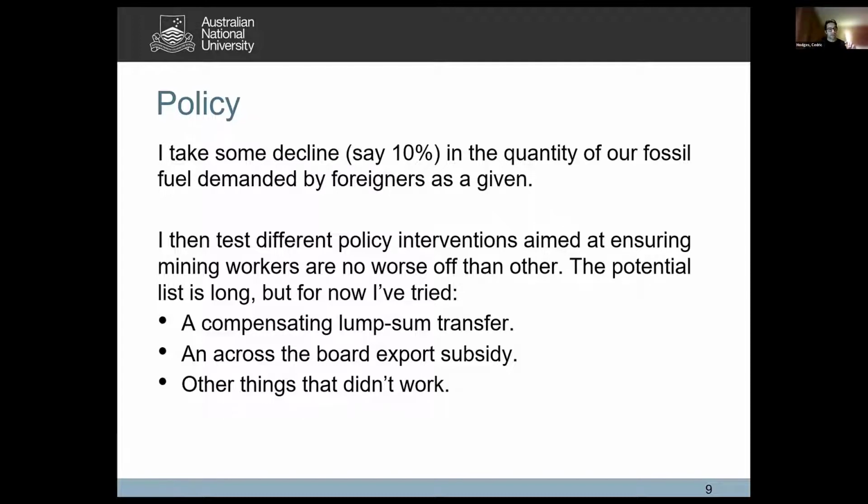They're aimed at ensuring that the change in disposable income for the mining household is no worse than the change for other households in percentage terms, obviously, because they've got different incomes. So in response to that shock, you might say, and with that in mind, the two things I've got to show you today are a compensating lump sum transfer and an across the board export subsidy.